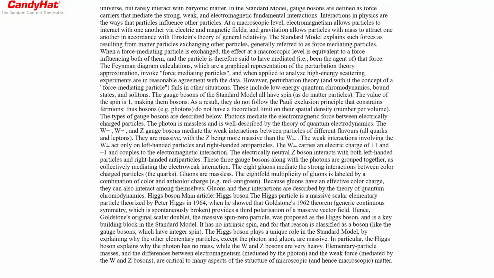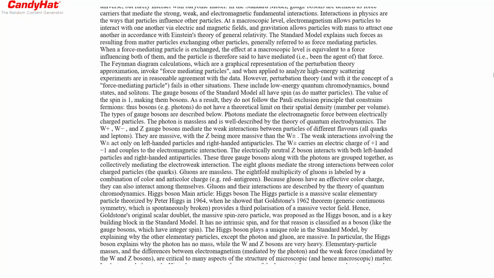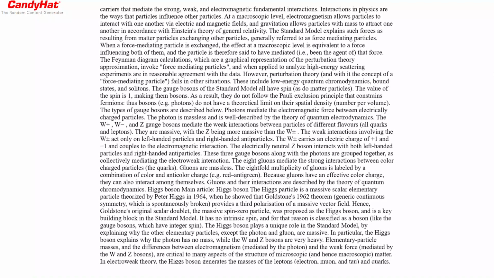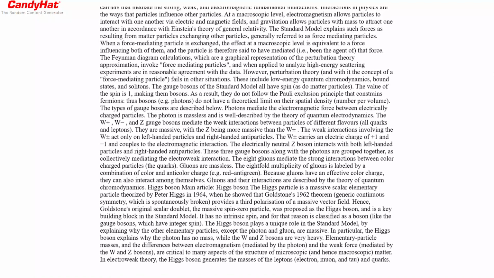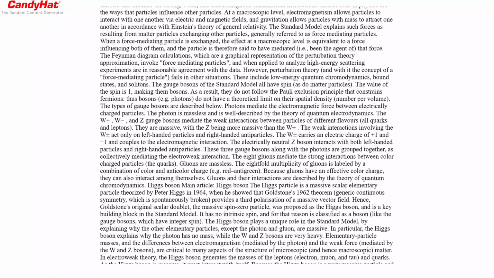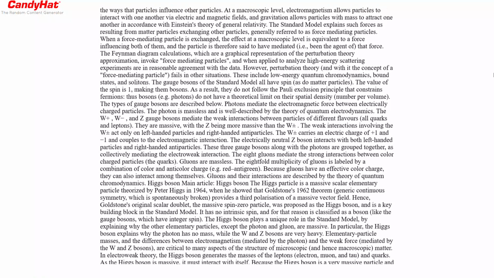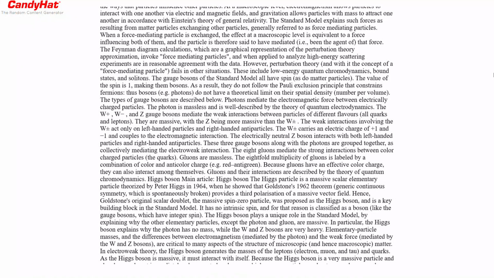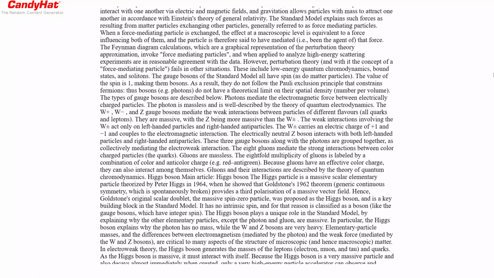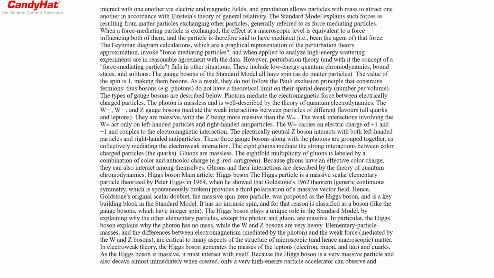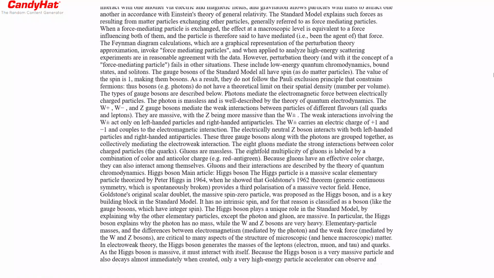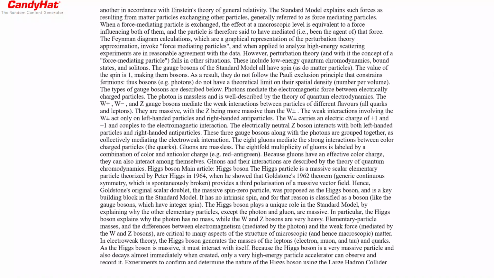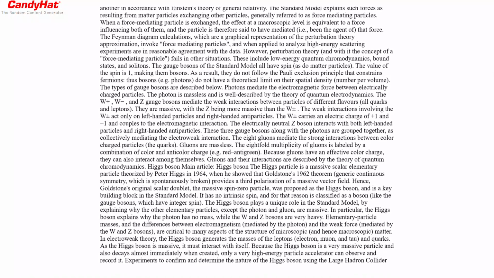Higgs boson. Main article: Higgs boson. The Higgs particle is a massive scalar elementary particle theorized by Peter Higgs in 1964, when he showed that Goldstone's 1962 theorem, generic continuous symmetry, which is spontaneously broken, provides a third polarization of a massive vector field. Hence, Goldstone's original scalar doublet, the massive spin-zero particle, was proposed as the Higgs boson and is a key building block in the Standard Model.